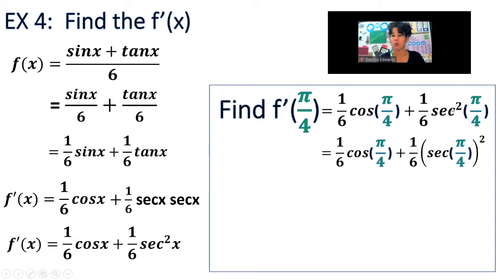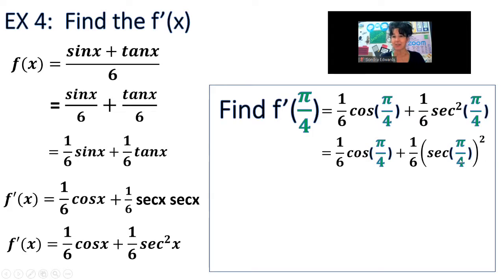I rewrote secant squared of pi over 4 as secant of pi over 4 to the second power, because that squared there really means secant of x times secant of x. Okay, next I'm going to go to the unit circle and go to angle measure pi over 4. Cosine is the x coordinate on the unit circle at pi over 4.